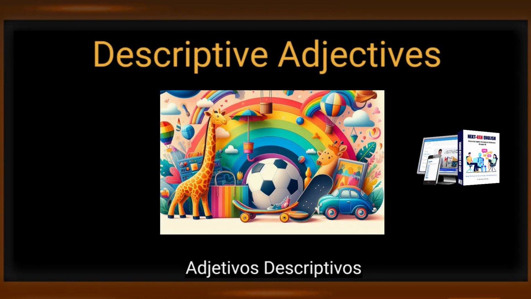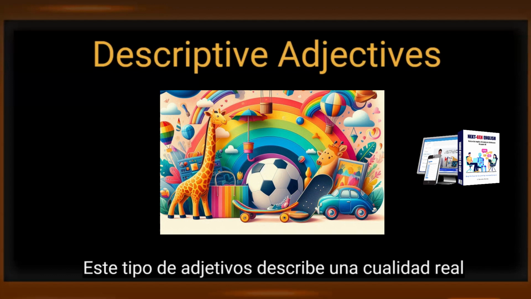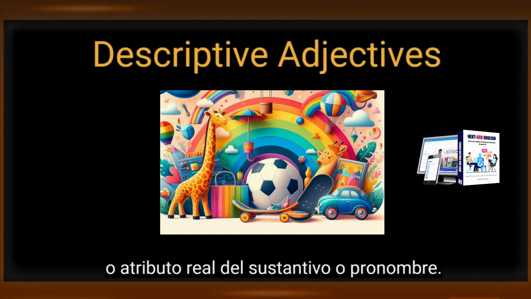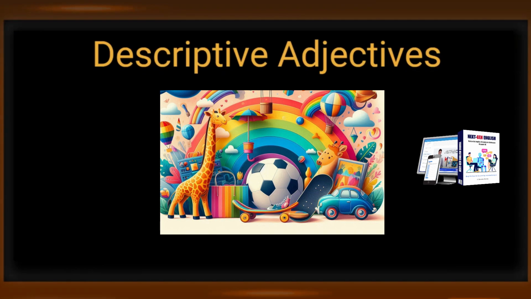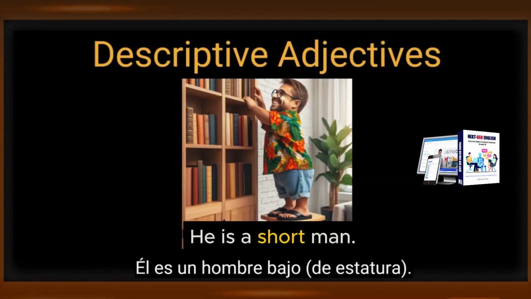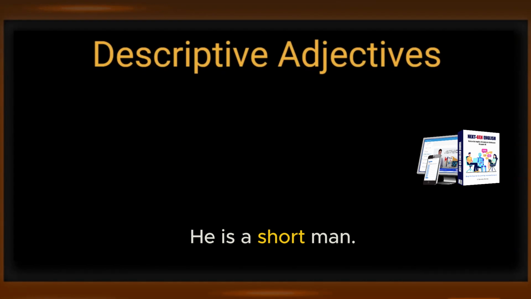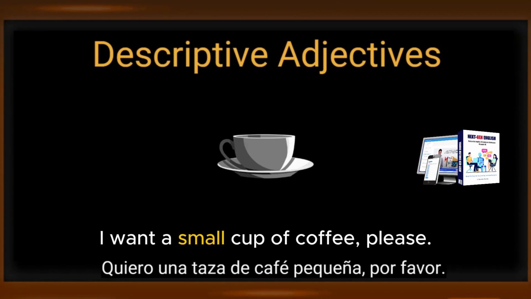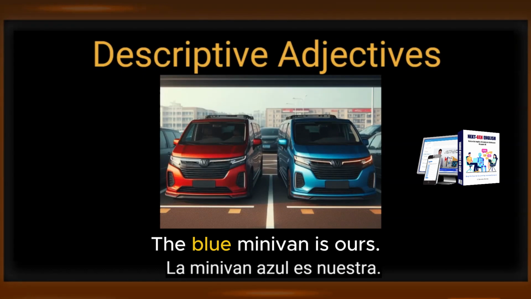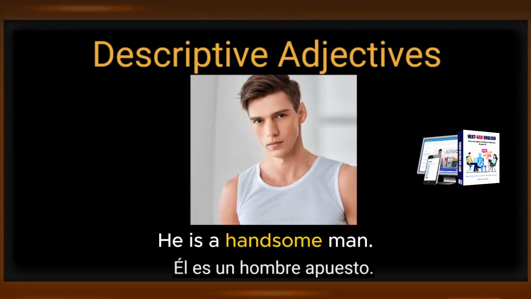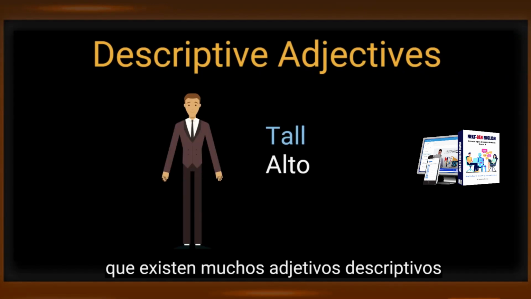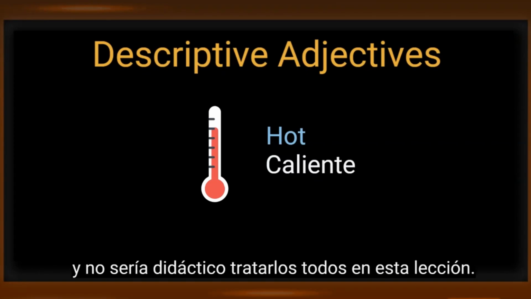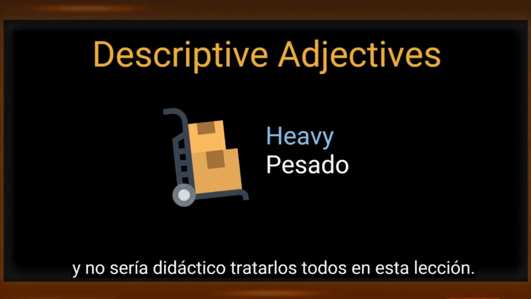Descriptive adjectives. This type of adjective describes a real quality or attribute of the noun or pronoun. Examples: He is a short man. She is a thin woman. I want a small cup of coffee, please. The blue minivan is ours. He is a handsome man. It is important to mention that there are many descriptive adjectives, and it would not be didactic to cover them all in this lesson.